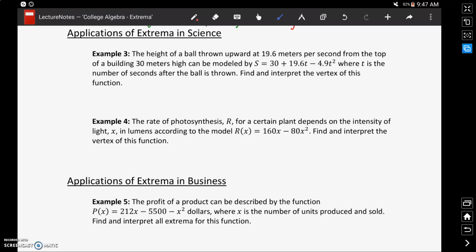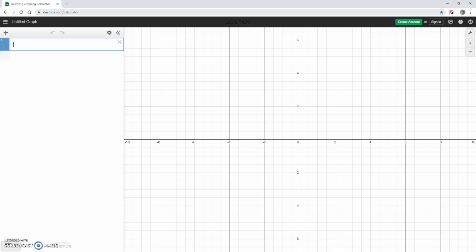In example 3, a ball thrown upward at 19.6 meters per second from the top of a building 30 meters high can be modeled by this given function, where t is the number of seconds after the ball was thrown. We want to find and interpret the vertex of this function.